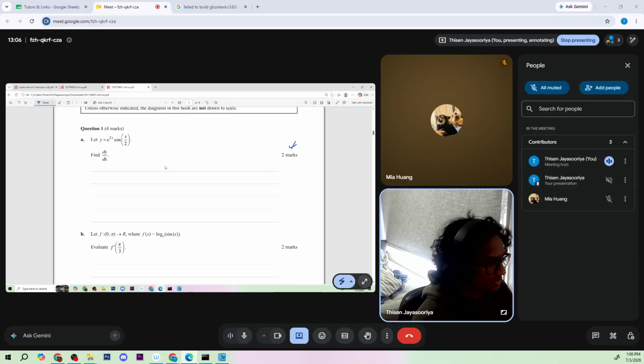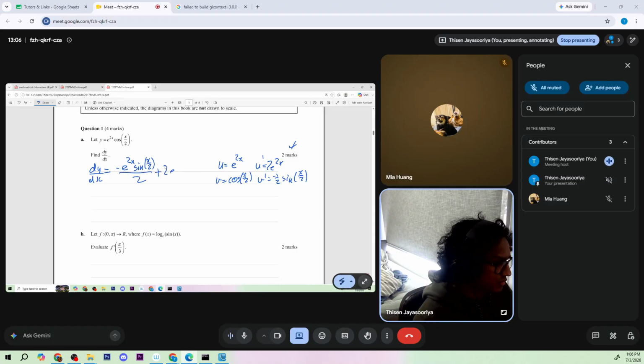Here, 2 marks. That means I need working out plus an answer mark. So I'm just going to put, this is a basic chain rule one. Here we have a cos of x over 2. B dash is a half negative sine of x over 2. Here, dy on dx must then be minus e to the 2x sine of x over 2 plus 2e to the 2x cos of x over 2.